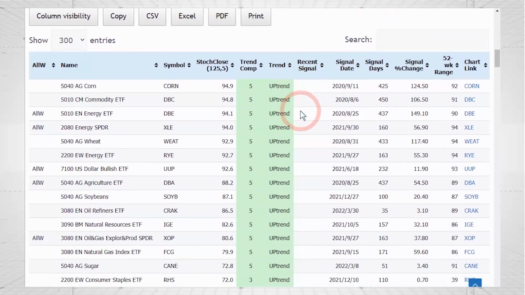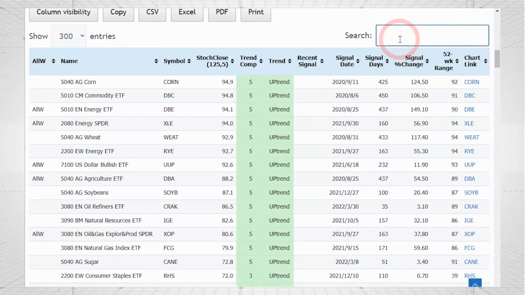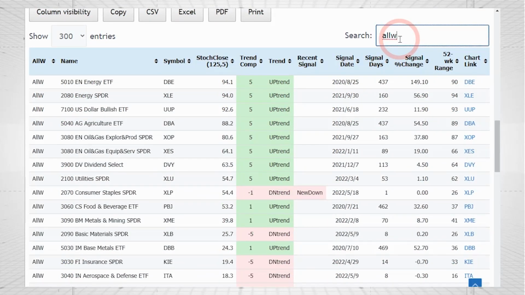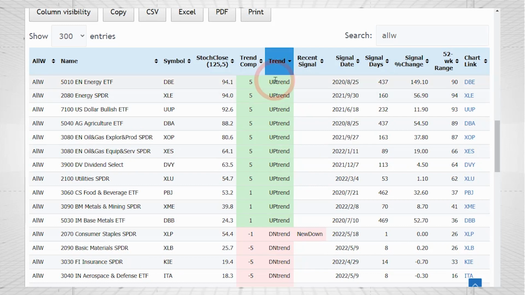274 ETFs, and we can isolate just the all-weather ETFs by typing in all-weather in the upper right. And once we do that, I'm going to sort by the trend, and we can see there's only 11 that are in uptrends right now. And so those are the only 11 that would be eligible for the portfolio.